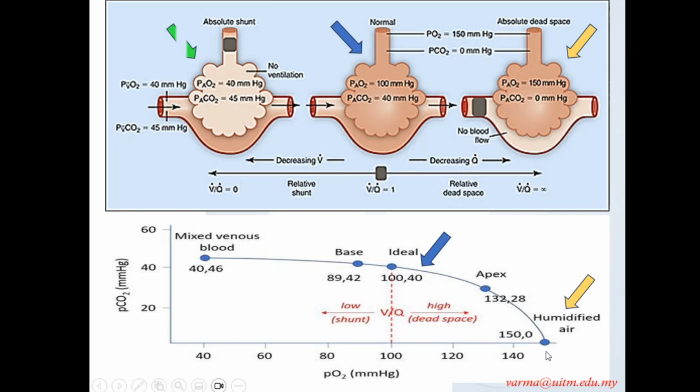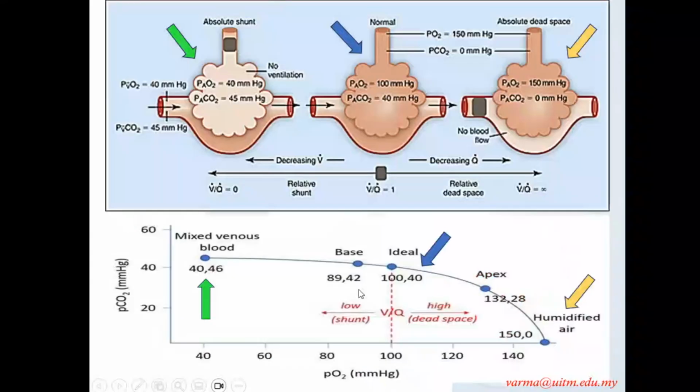Okay. If you look at an absolute shunt, it will be the other way around. So the VQ will be high here and low over here. High VQ, low VQ. If there is an absolute shunt, there will be low VQ. Shunt causes a reduction in VQ. Dead space causes an increase in VQ. But both will lead to VQ mismatch.